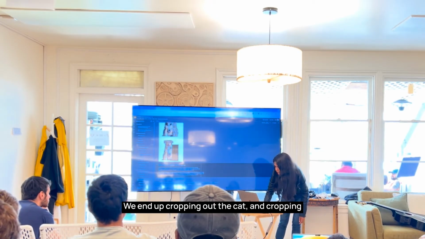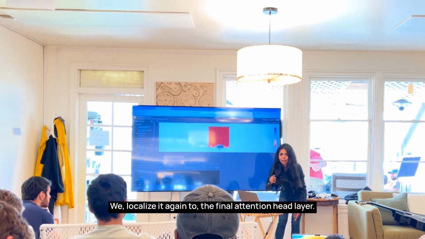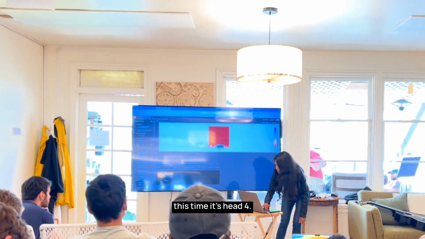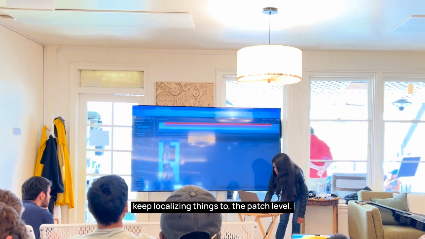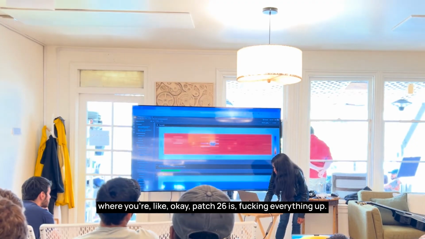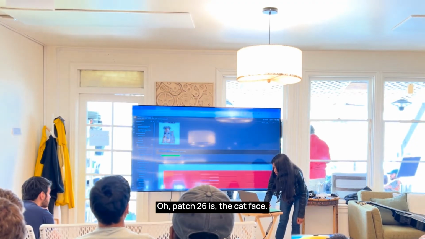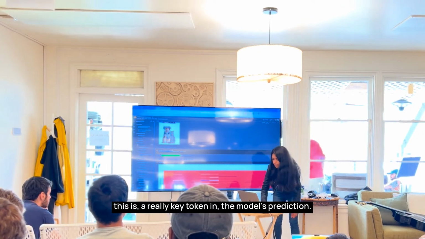We end up cropping out the cat, and cropping out the cat messes up a bunch of things. We localize it again to the final attention head layer. This time it's head 4, and if you keep localizing, you can get down to the patch level, more and more localized, to the point where you say, okay, patch 26 is messing everything up. And what is that? Oh, patch 26 is the cat face. This is a really key token of the model's prediction.